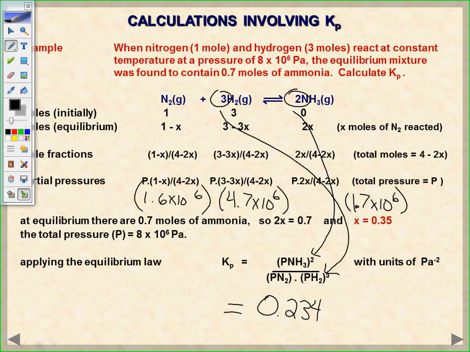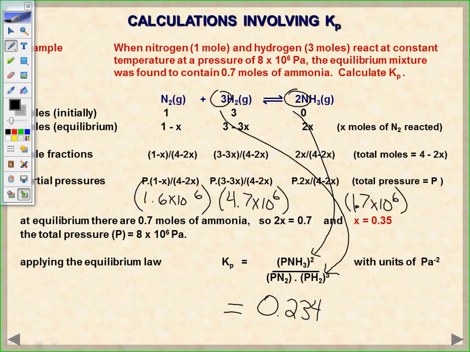I'm not getting that answer. I'm getting like 2.26. I'm getting 1.7. Did you square it? You have to square it. The top one, square the top one. And then keep the bottom. So the top one, I get 1.7 times 10 raised to 6. Enter. I'm going to square that. I'm going to divide by nitrogen 1.6 times 10 raised to the 6 times 4.7 times 10 raised to the 6. Enter. Raise that to the third.